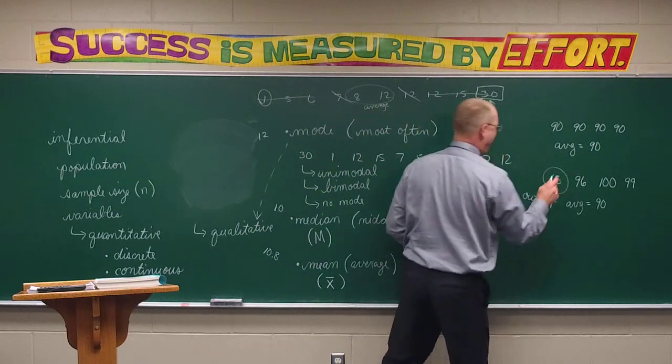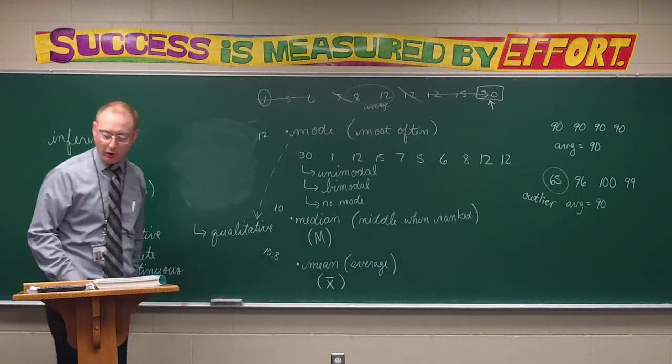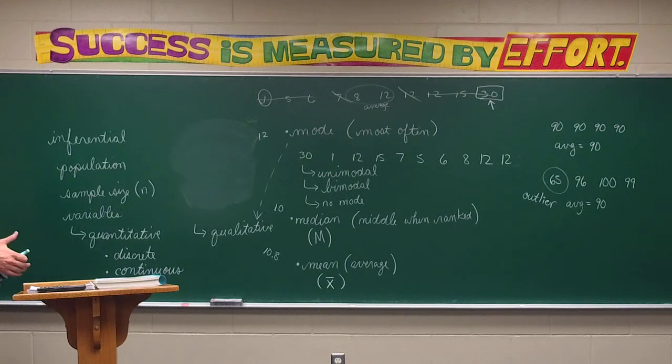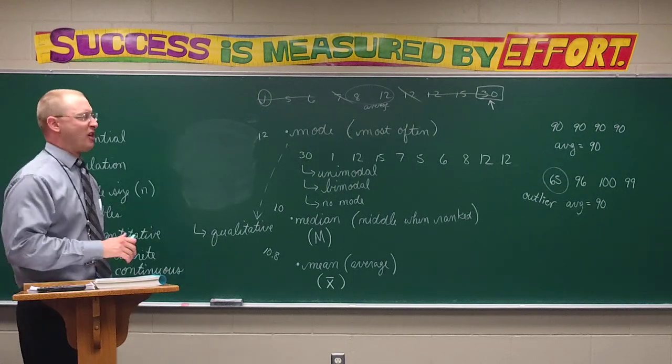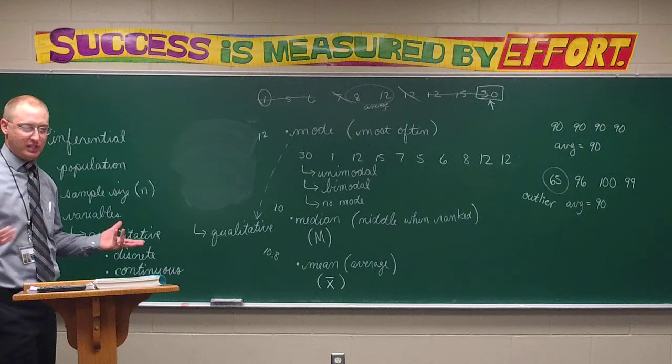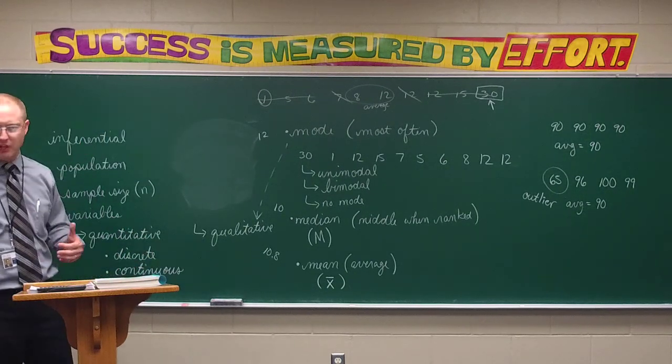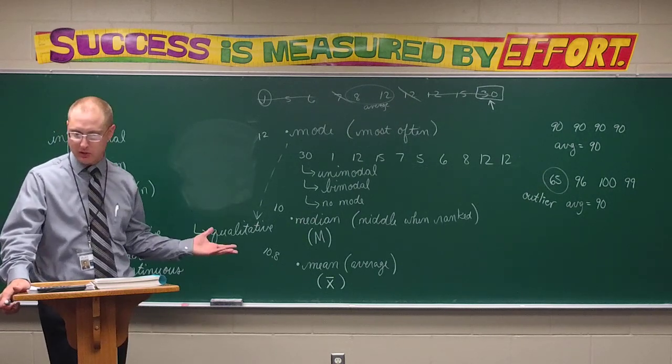Go and write that term down, outlier. An outlier is a value that is far away from the data nearest it. An outlier is far away or unlike the data nearest it. It stands out because it's so much bigger than everything else or so much smaller than everything else.